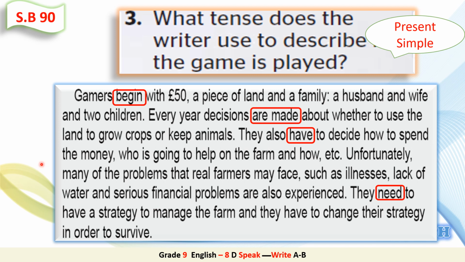So if you want to write a game review, and if you want to describe how the game is played, you should use present simple, because present simple is used for descriptive topics. Don't forget this. Use present simple tense to write how the game is played.